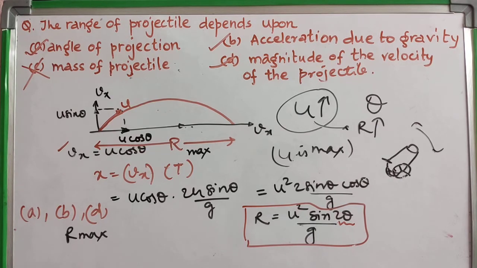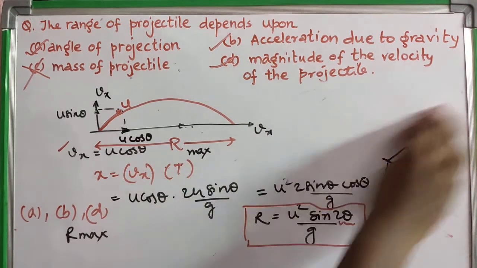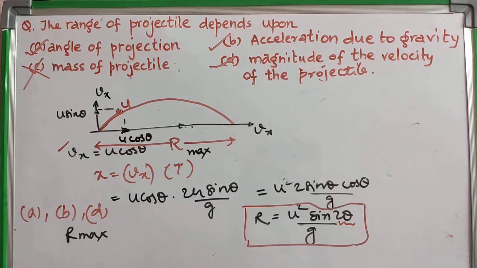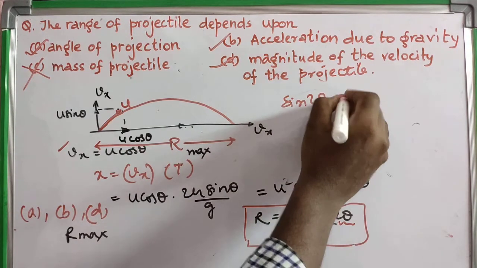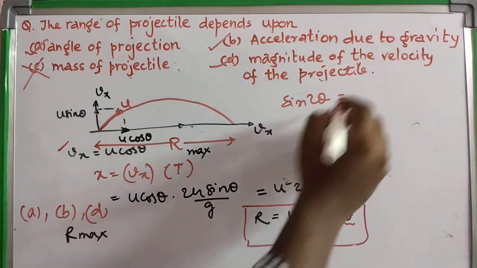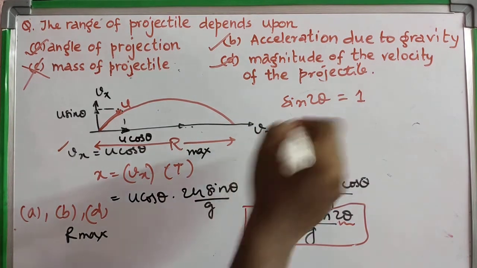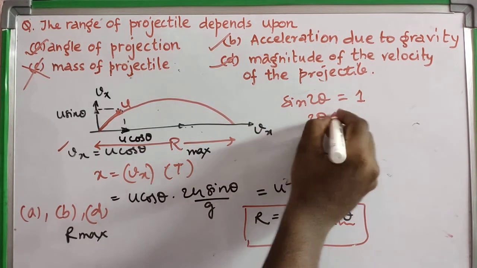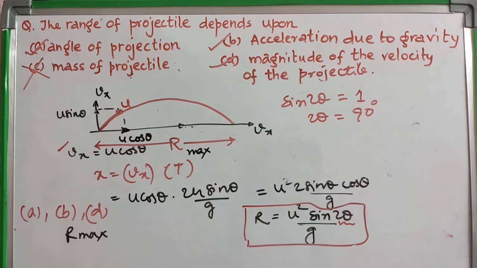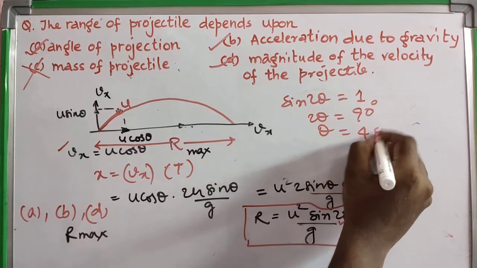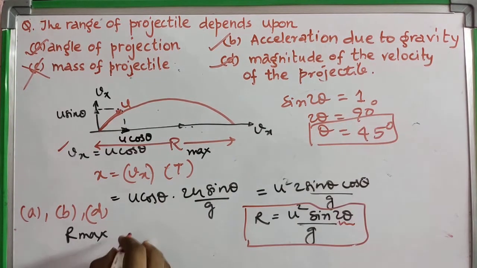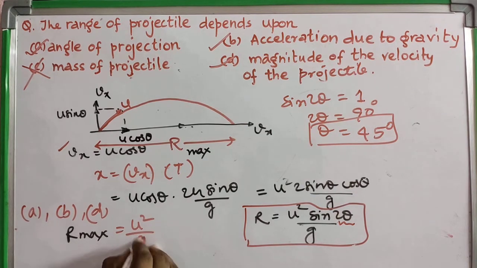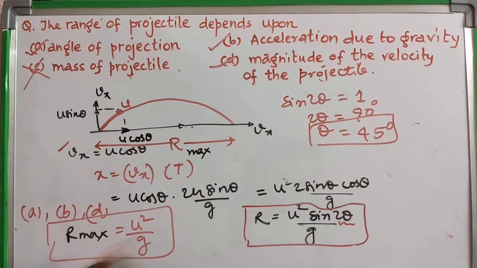So at what angle will this value be maximum? Let's check. u is fixed, right? Sine 2 theta will be maximum at what? What is the maximum value of sine 2 theta? It is 1. This is maximum only when 2 theta is equal to 90 degrees. Remember, sine 90 is 1. So theta will be equal to 90 by 2, 45 degrees. So what is R max? u square by g. If theta is equal to 45, this is the maximum value.